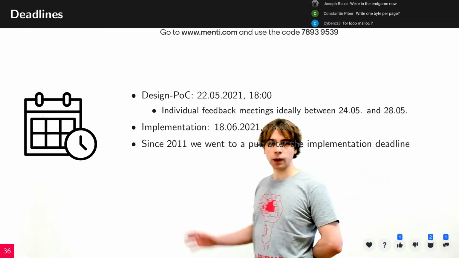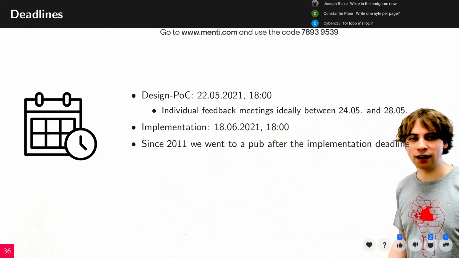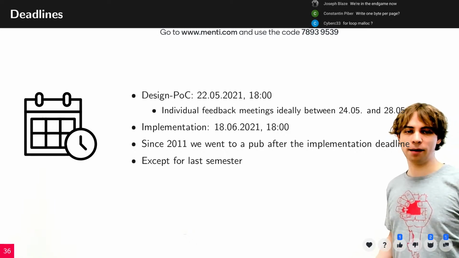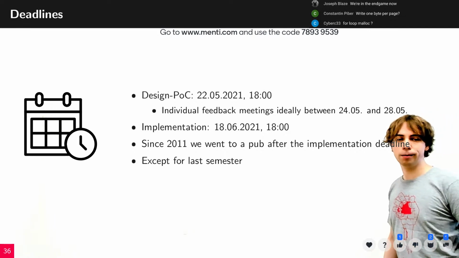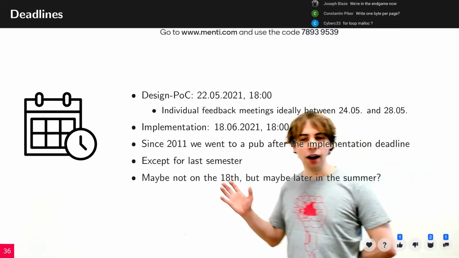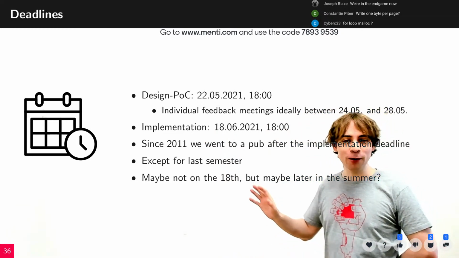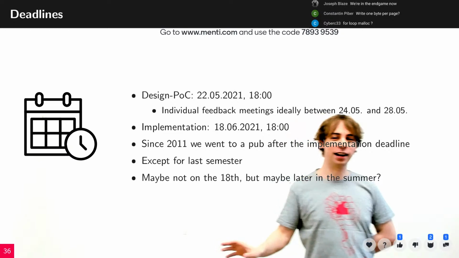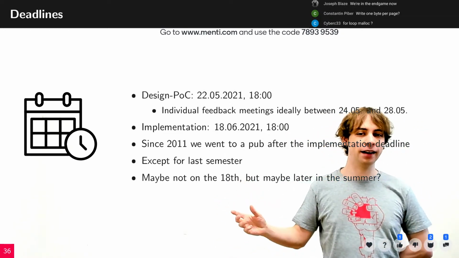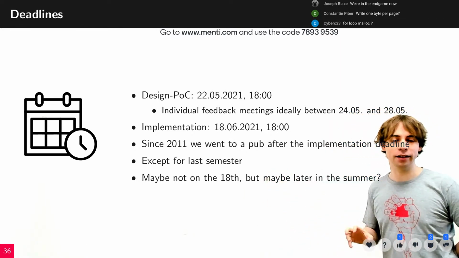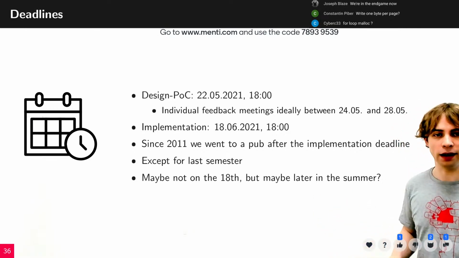And since 2011, we went to a pub after the implementation deadline, except for the last semester. It was not possible last semester to go into a pub after the implementation deadline. Maybe, depending on how far we are with the vaccination and everything, maybe we can go and have drinks on the 18th, but maybe also not. And if it's not possible on the 18th, we will do that later in the summer when people are vaccinated and we can safely do that.